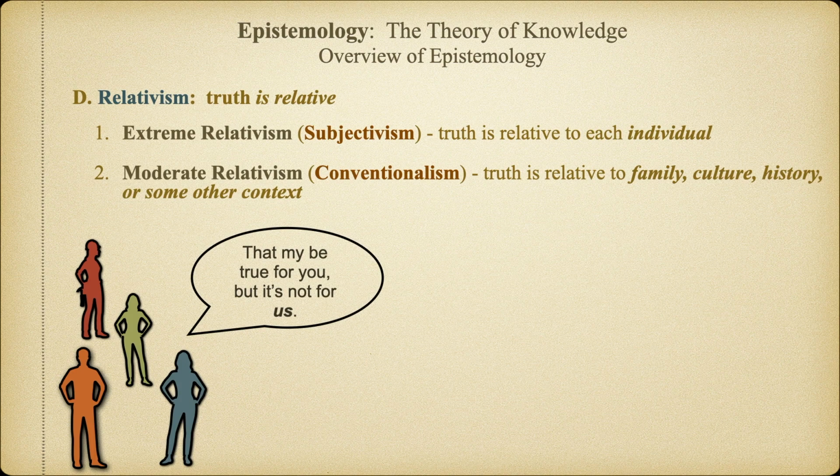The only difference between extreme and moderate relativism is the subject to whom the truth is relative. But the problem remains the same. The world just is the way it is, regardless of what we think it is. The truth is objective. It is the world, and the world is the truth.